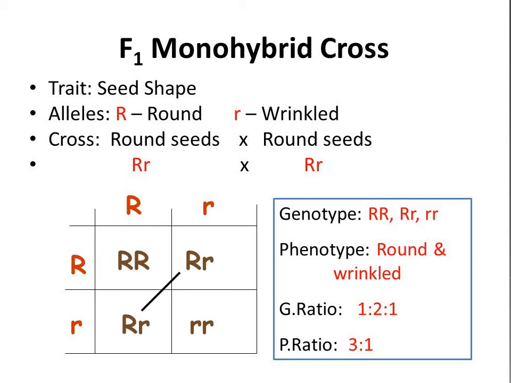Why 1:2:1? It's because in the offspring, as you can see in the boxes, there are one homozygous dominant round, two heterozygous dominant round, and one homozygous recessive wrinkled.